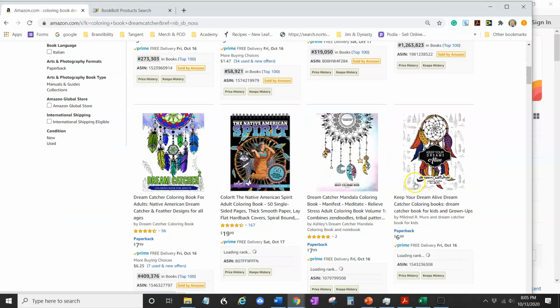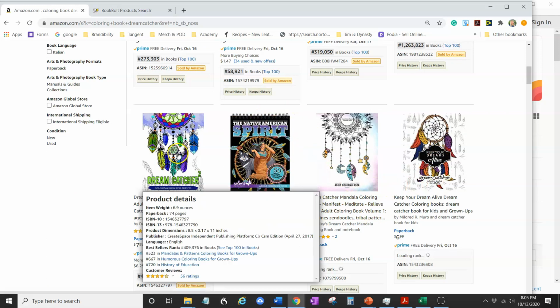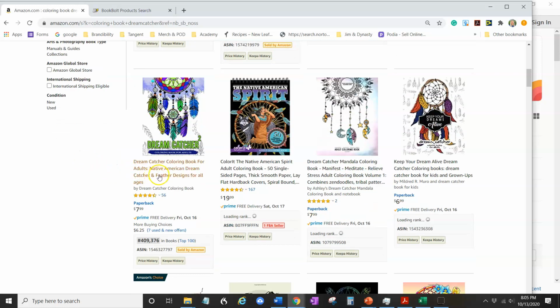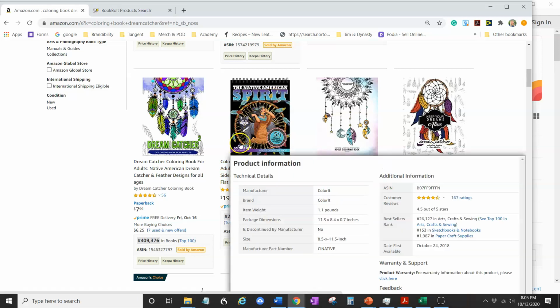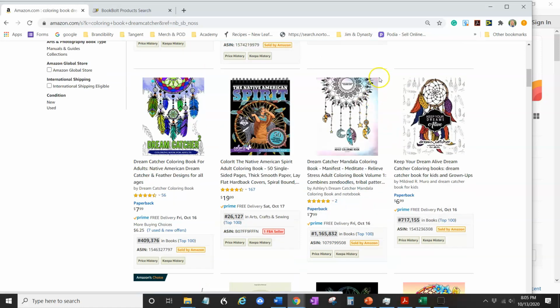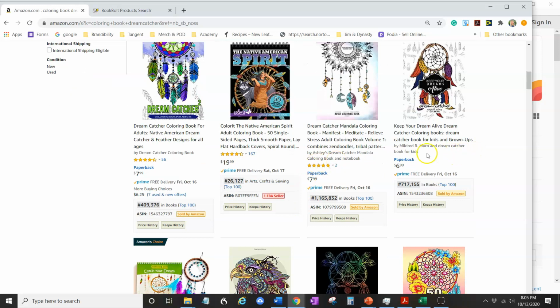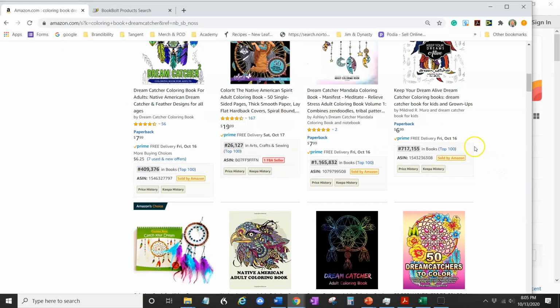Let's see, we've got "keep your dreams alive." Remember that whole Native American angle? We'll go over that. But there's other things, and I just literally start writing words. Native American, feather designs. What's another? None of these talk about the paper. Well, this is not a KDP, so I could see why they might be talking about that. Manifest, meditate, relief, stress, Zen doodles, tribal patterns. If you're using any of that sort of thing, definitely include those words.